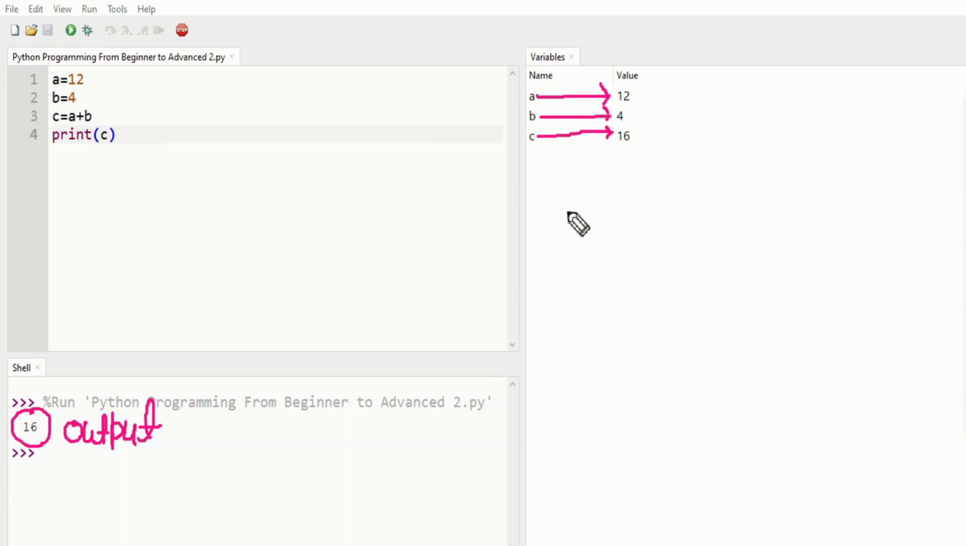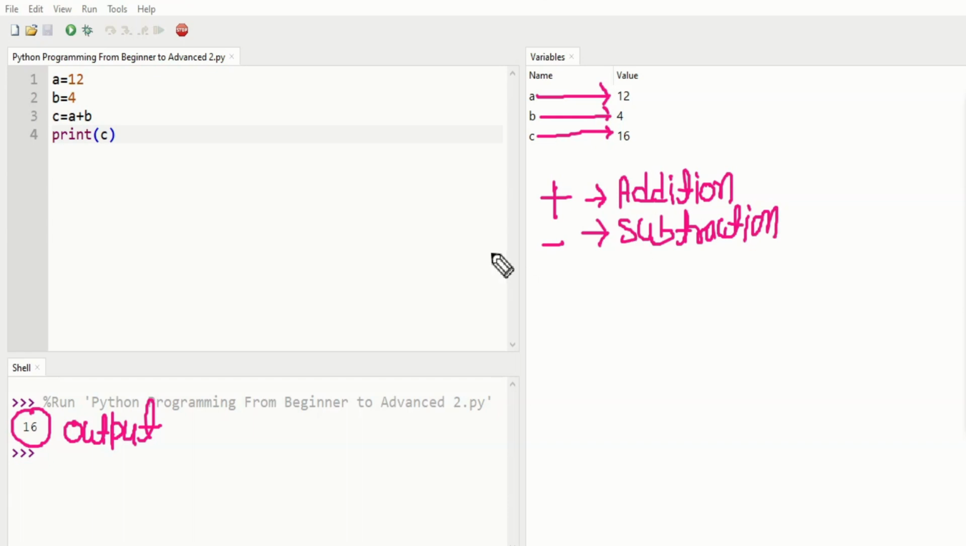And what have we used? This operator, which you use in mathematics as well. So this is the addition operator, you can say, or just call it the addition symbol, which you use in mathematics. Now the same way we will use subtraction. So the subtraction symbol is here. Now let us see that.